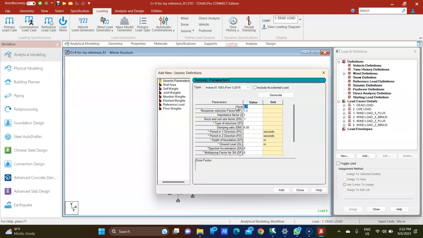0.36. No, 0.36 is for zone 5. Check it. How much you have considered? Zone? What you have considered in your figure? Zone 5. Zone 5 is 0.36. So who has considered zone 3 or 4? You have considered? You come here. Just you tell me the data, whatever I will ask. Right? Zone 4 means you have considered 0.24? Yes. Okay. 0.24. Response reduction factor R, how much have you considered? 5?